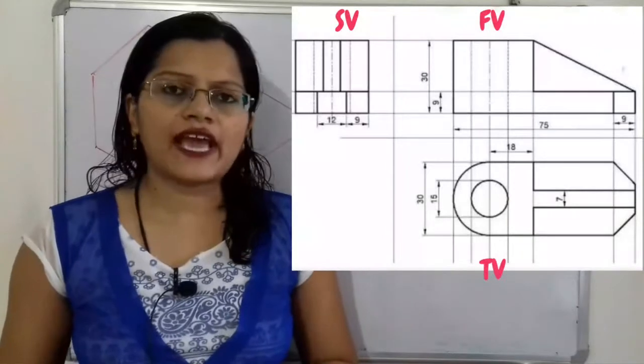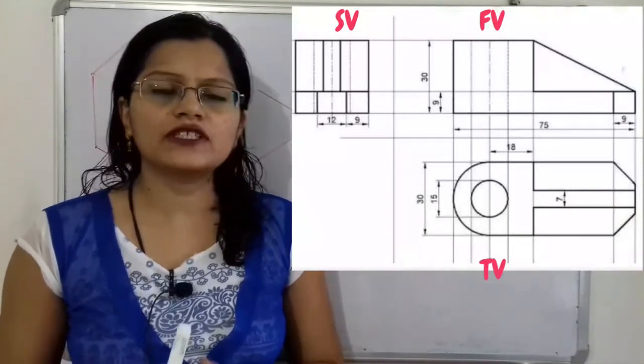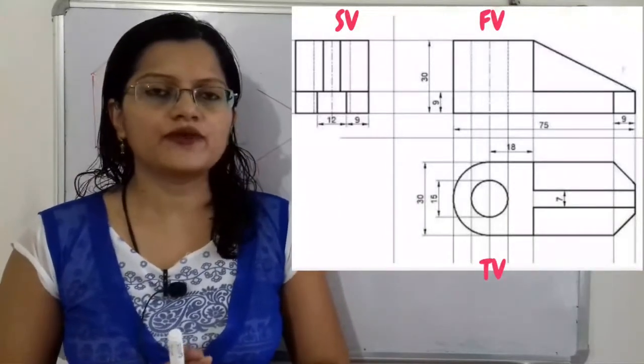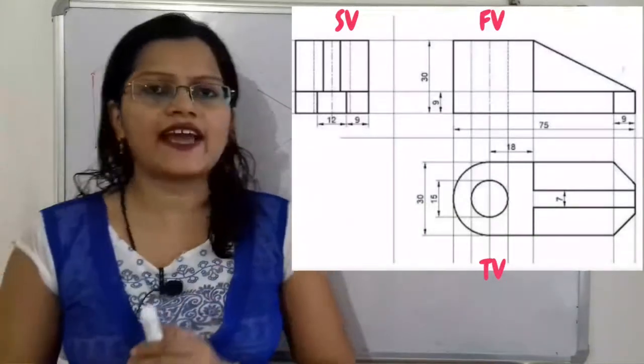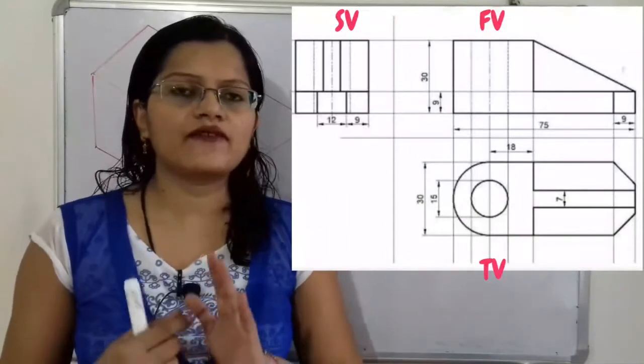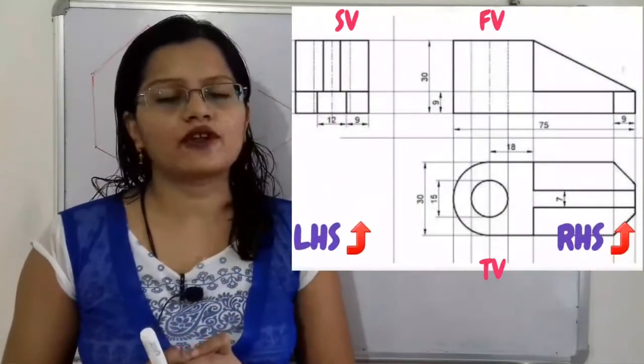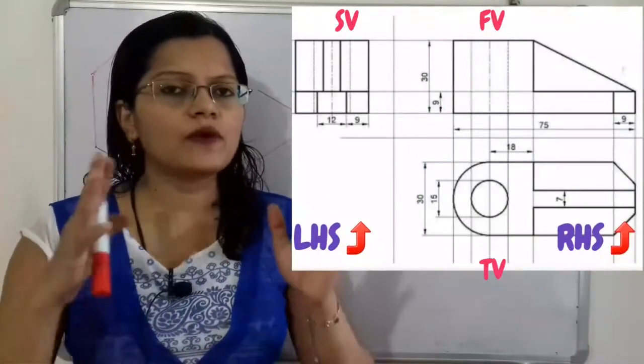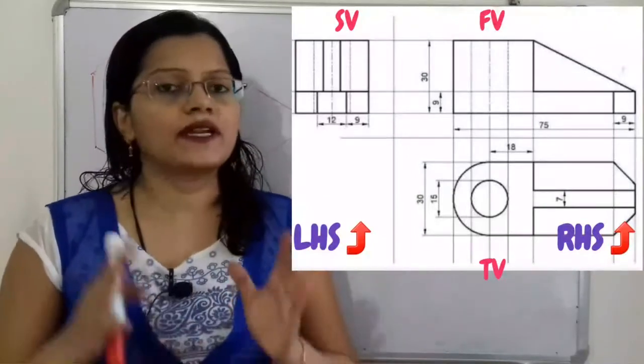Now in the first angle projection method, the front view is considered as the principal view. So here the front view is on the right hand side for this orthographic projection, but we have to take the front view on the left hand side for the given object. So how to plot this isometric projection?